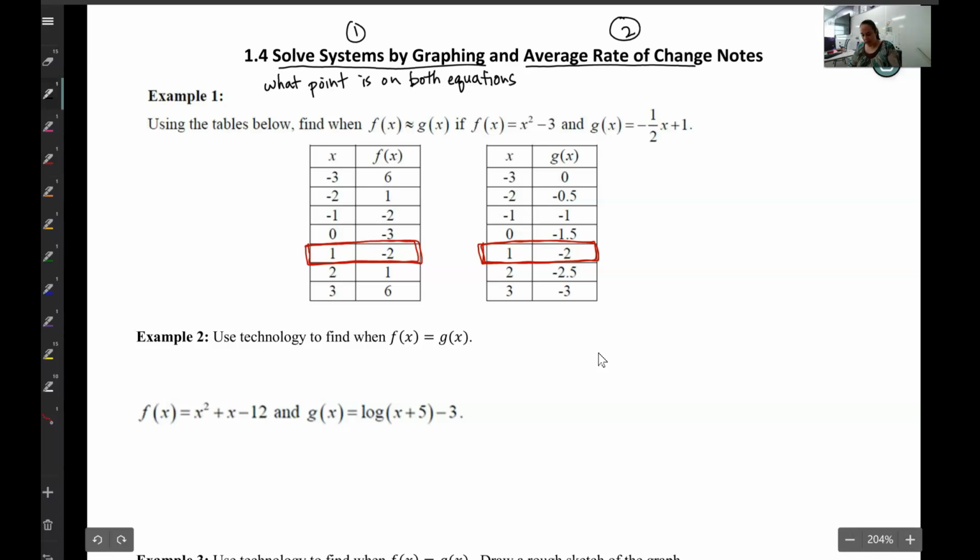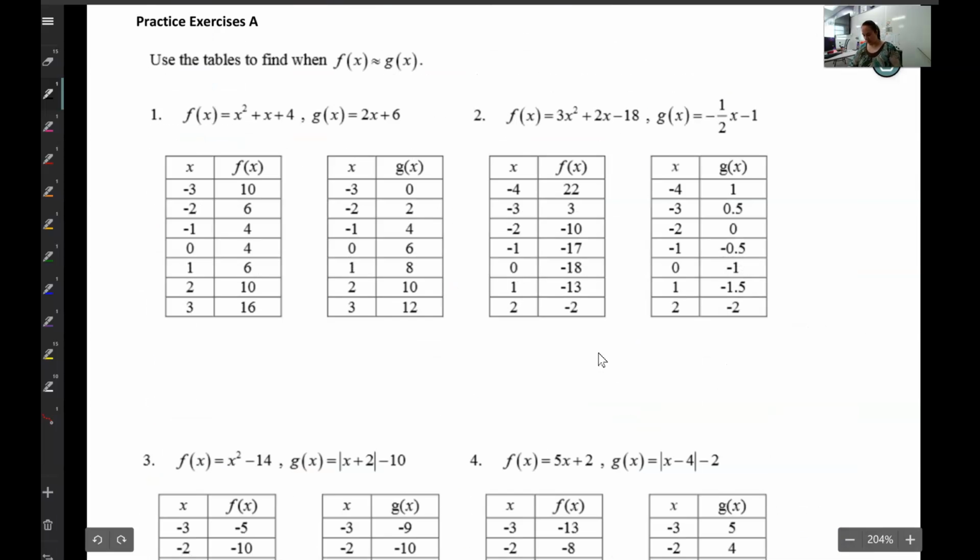When we write the answer, we always write it like this. F of x equals g of x when x equals, and then we list the x value for the point they have in common. So right here, that x value is 1. Let's do one more example.